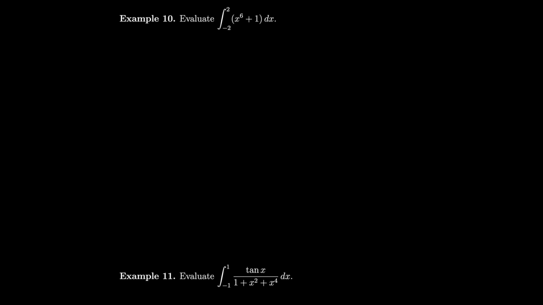As an example of this, consider the function x to the 6 plus 1. If you plug in negative x, you absolutely get the same exact y values as if you plugged in x. So f is even. So if I look at the integral from minus 2 to 2 of x to the 6 plus 1 dx, that's exactly the same as looking at the integral from 0 to 2, as long as I double it.